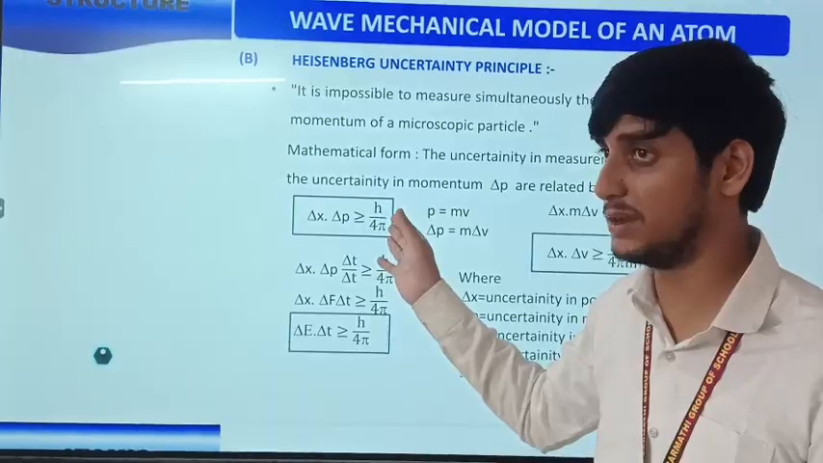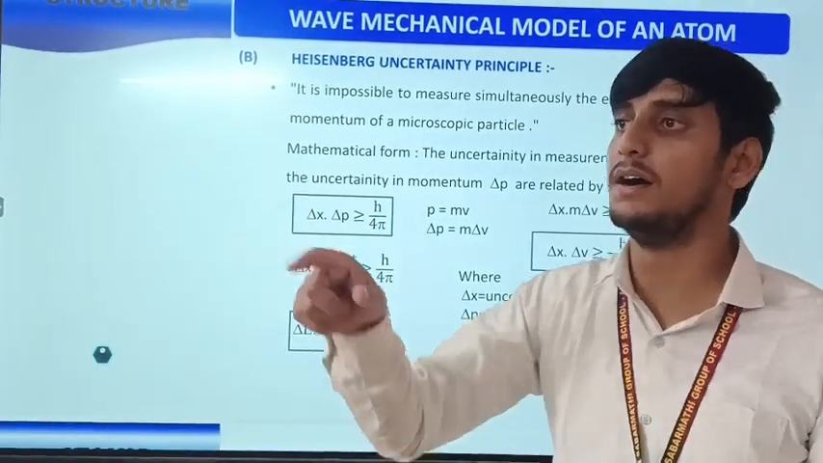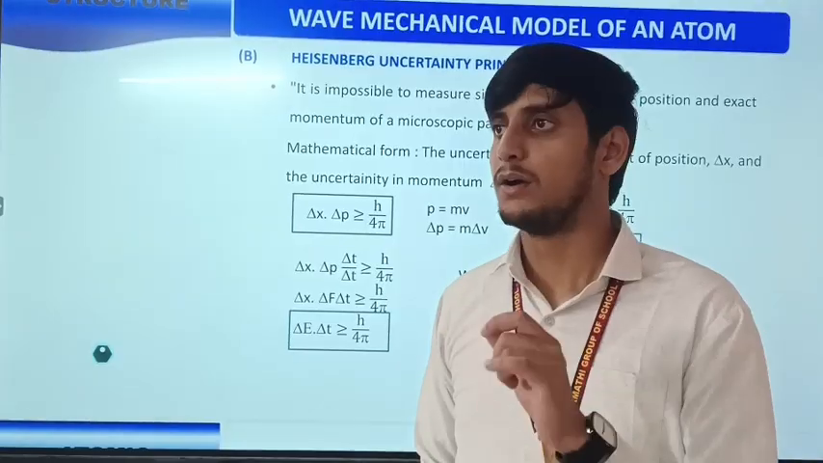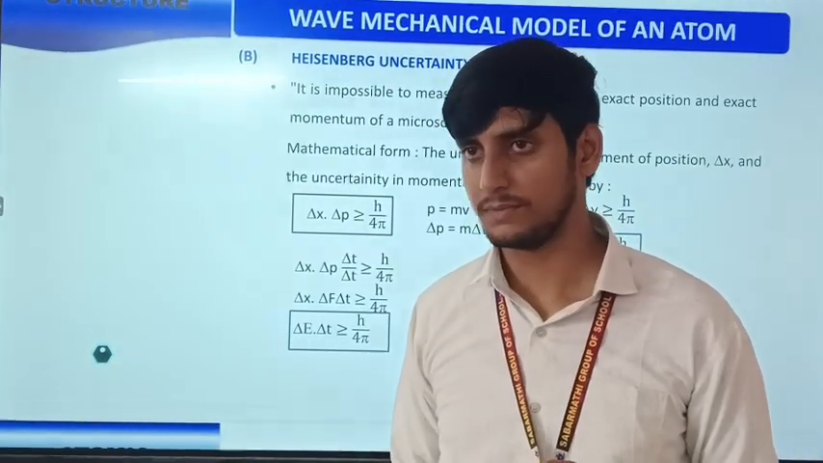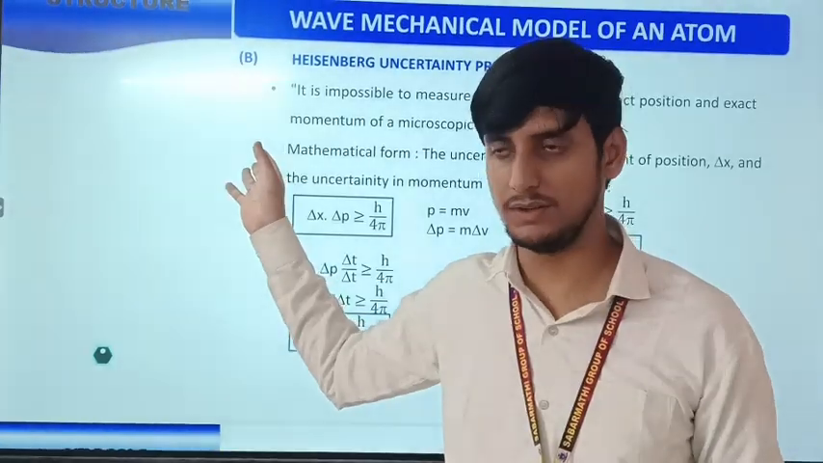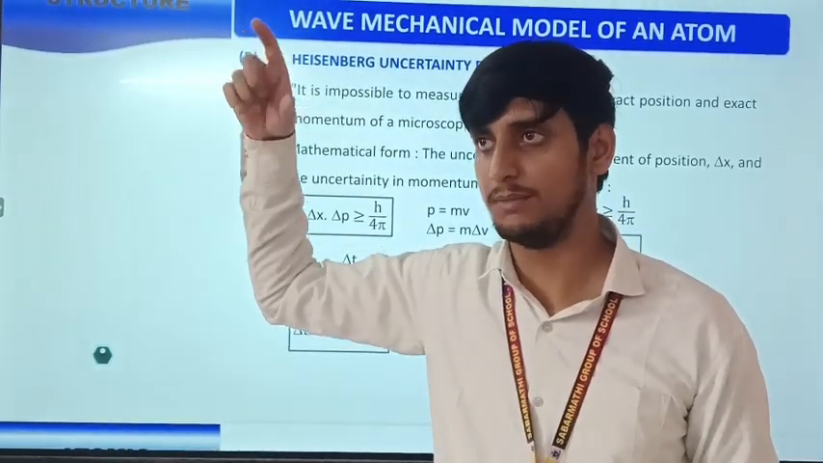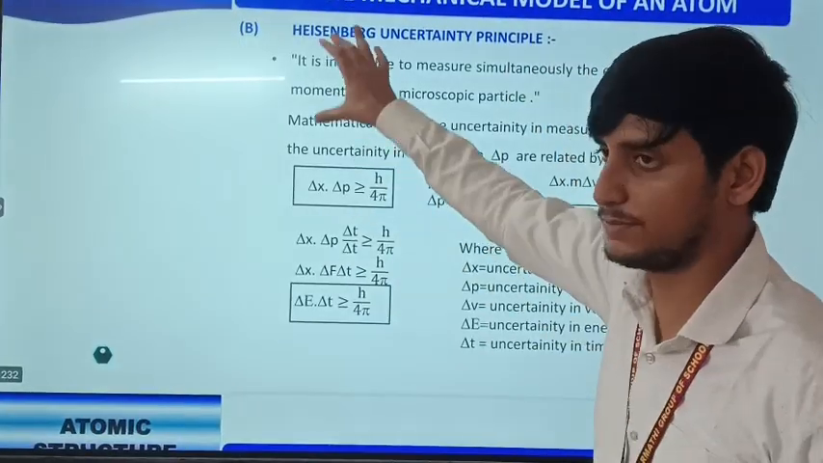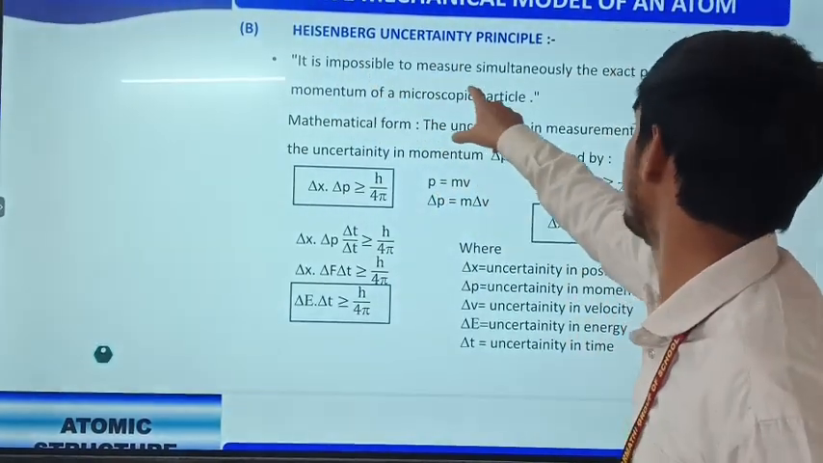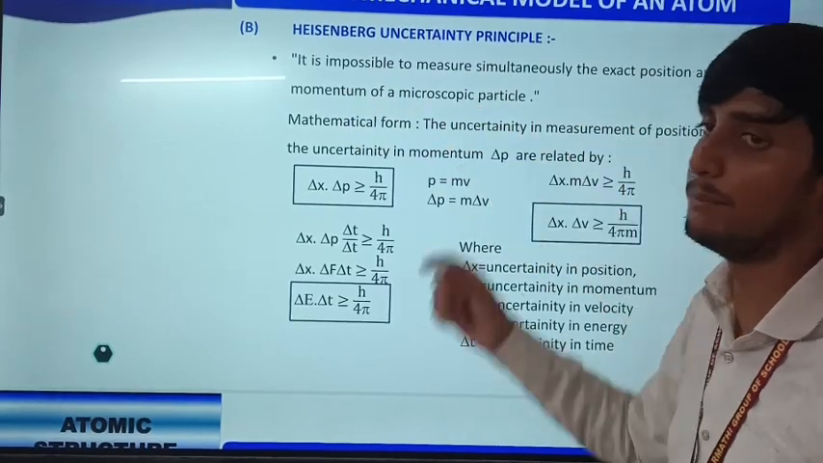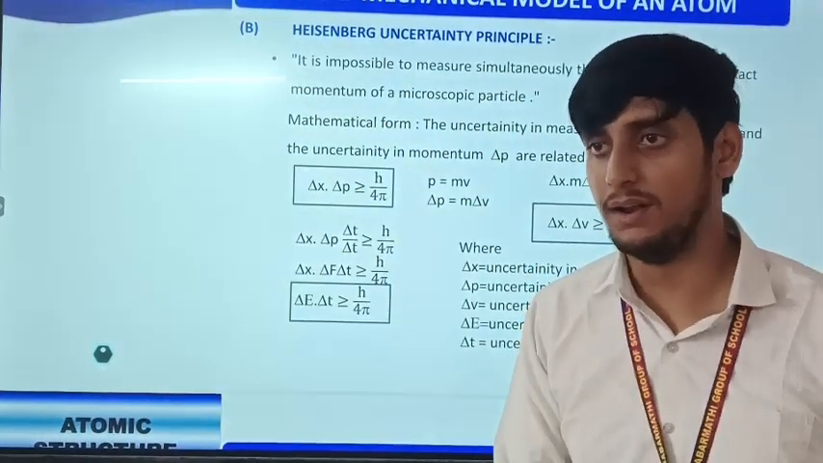He explained the Heisenberg uncertainty. And if you remember, the quantum model is based on the Heisenberg uncertainty, right? Because of this, it is impossible to measure simultaneously the exact position and momentum of a microscopic particle.